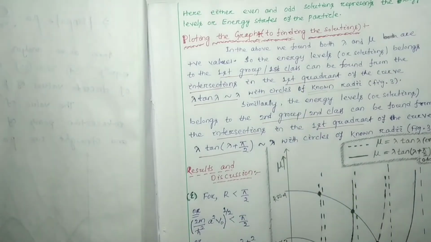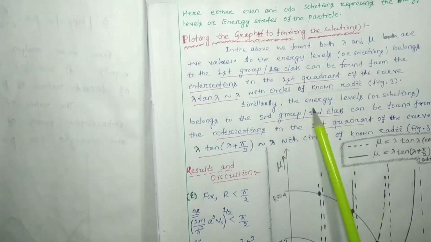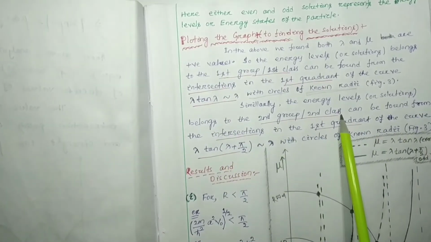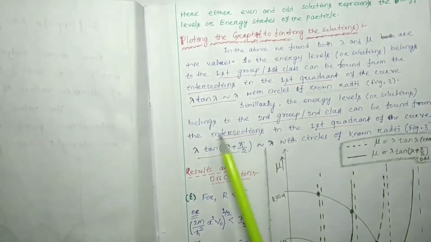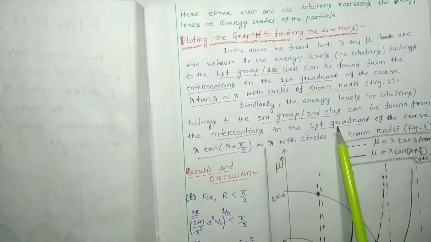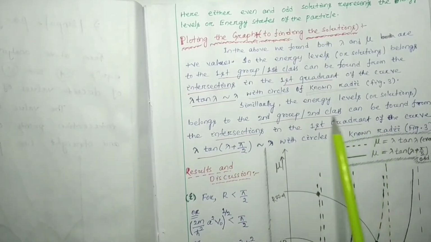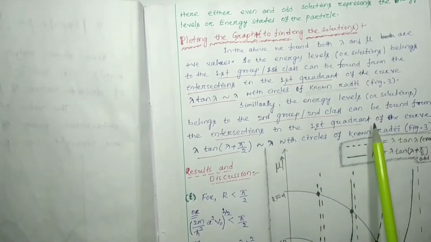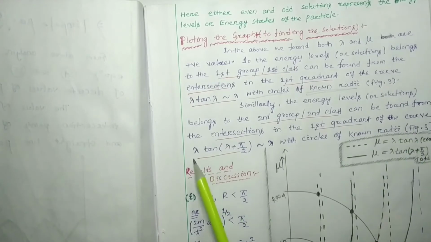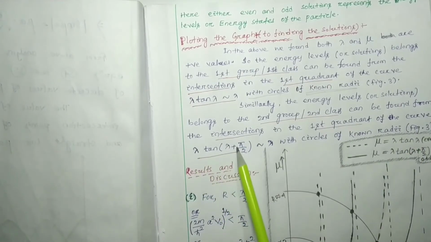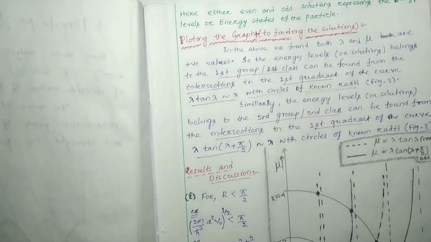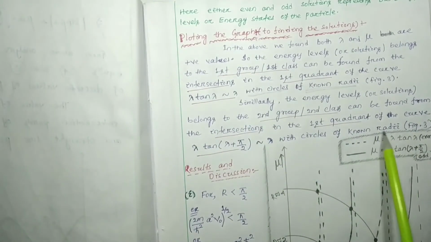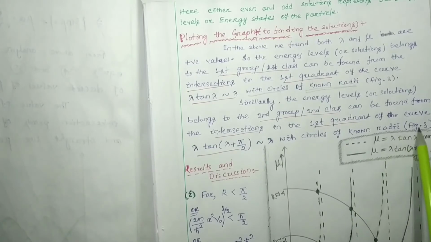Now similarly, the energy levels or solutions belonging to the second group can be found from the intersections in the first quadrant. Why are we considering the first quadrant? Because lambda and mu are all positive values. The curve is lambda tan lambda plus pi by 2 versus lambda, with circles of known radii. That is figure 3.